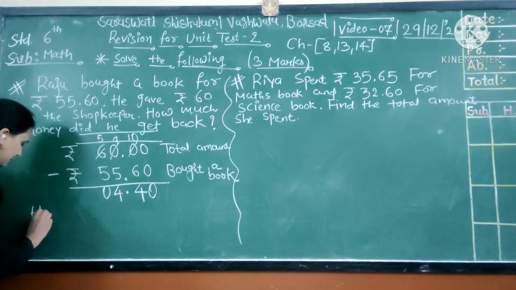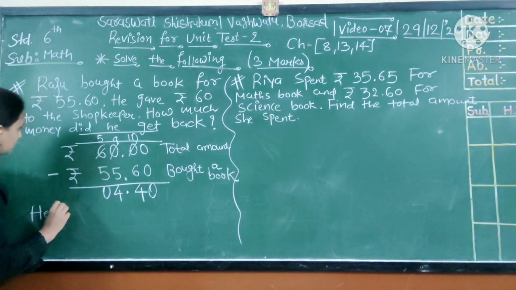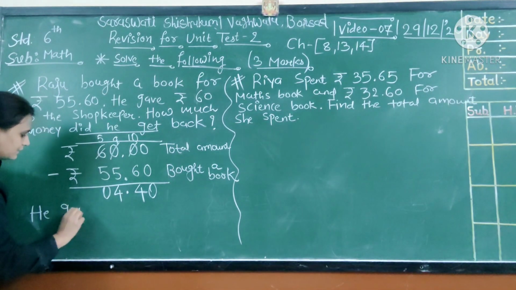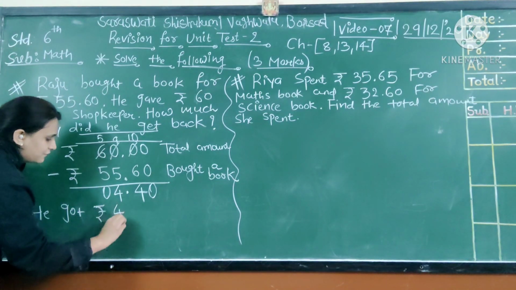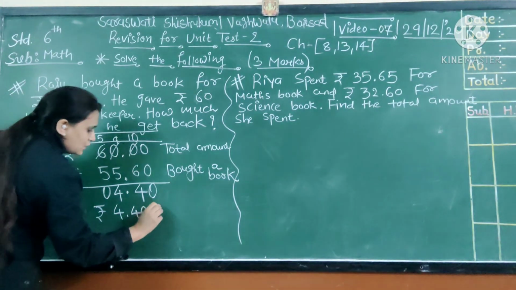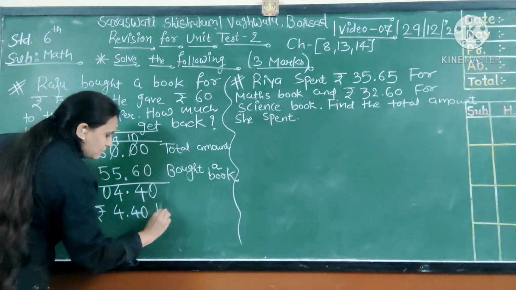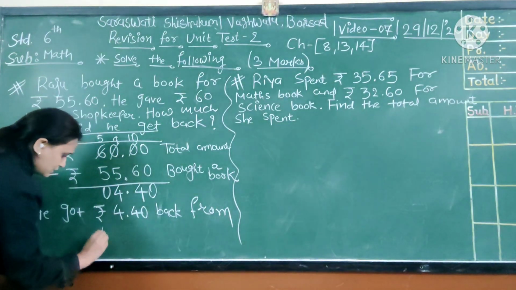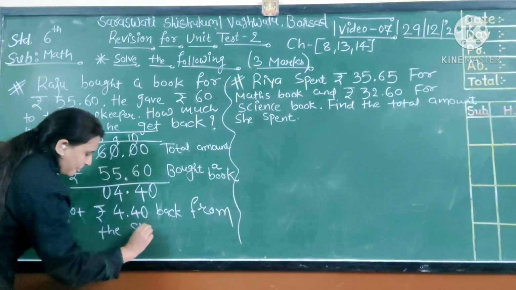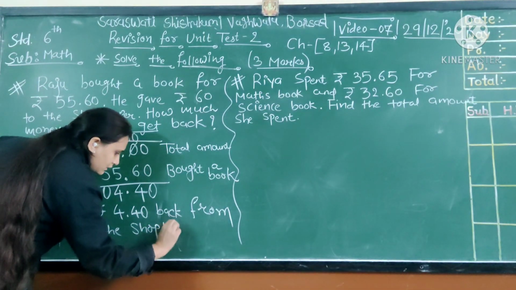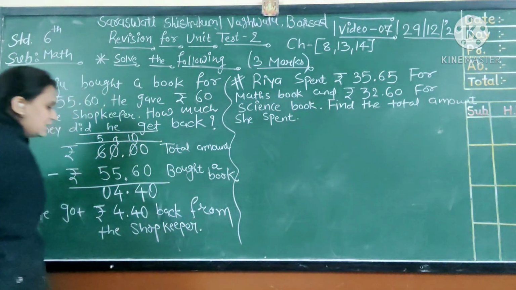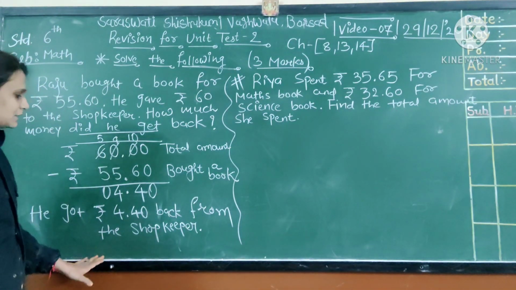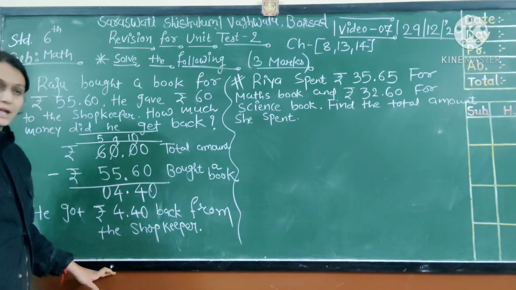So he got ₹4.40 back from the shopkeeper. Clear? This is the way you can find the total amount which he got back.